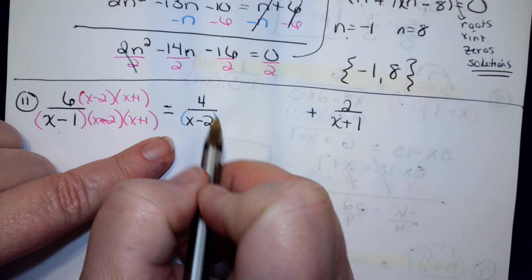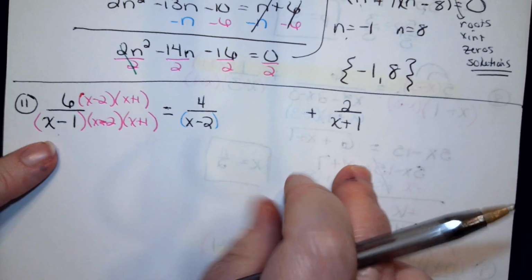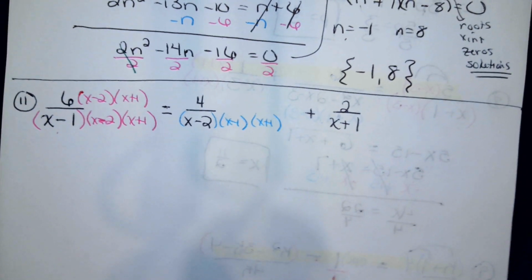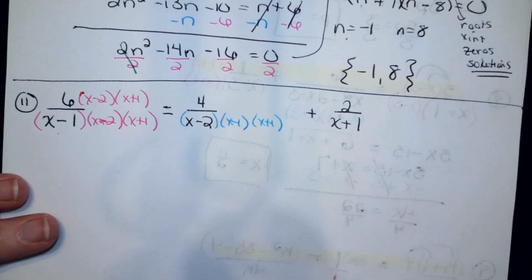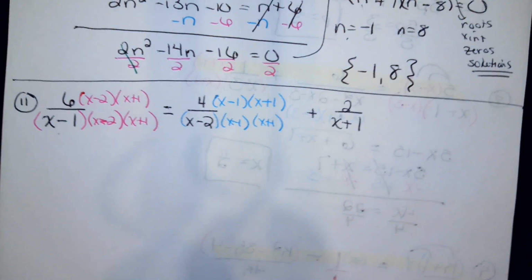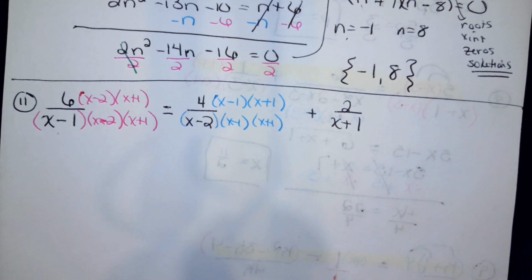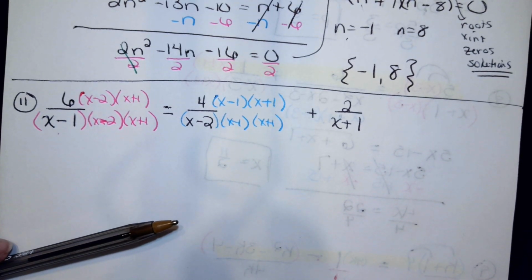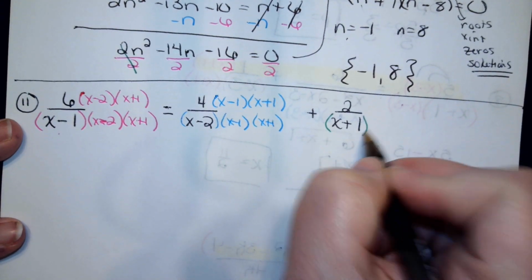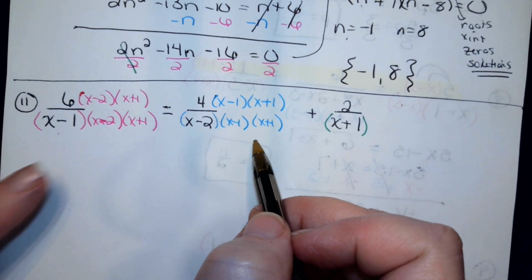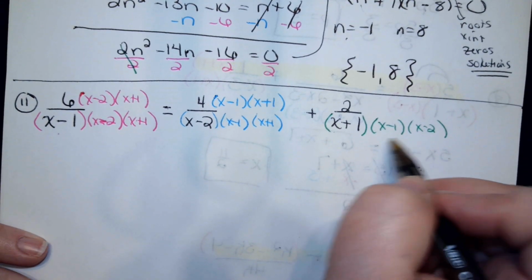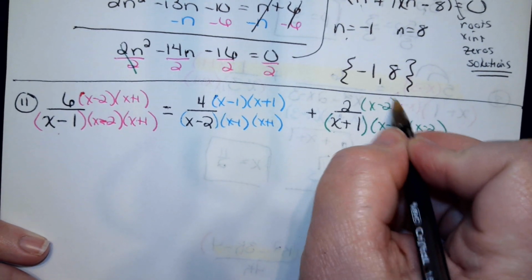All right. What does this denominator need that the other two have? Well, it needs an x minus 1 and it needs an x plus 1. If I multiply the bottom by those, then we've got to multiply the top by those. And then looking at this last denominator right here, what does this denominator need that the others have? Well, it needs an x minus 1 and an x minus 2. But if we multiply the bottom by these, we've got to multiply the top by these.